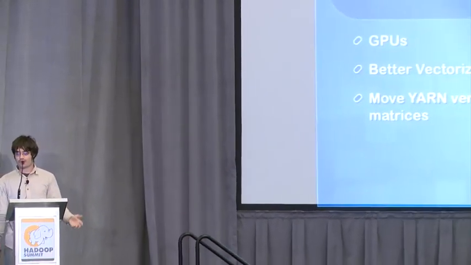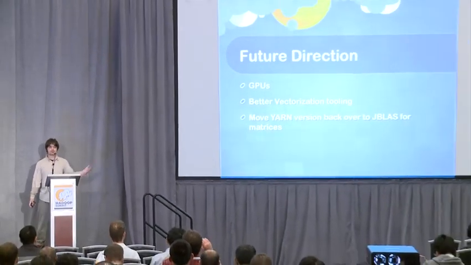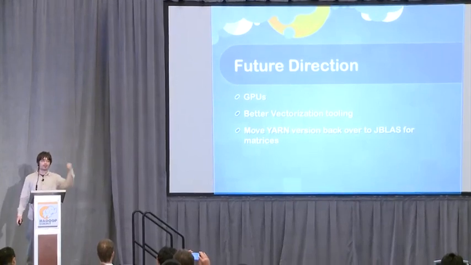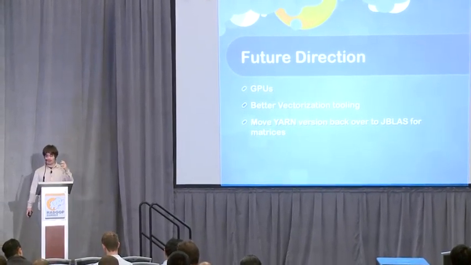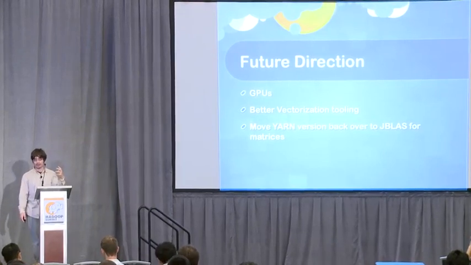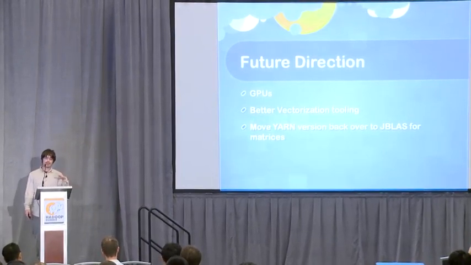So what are some future directions? What else could we do? Amazon actually allows you to do GPU instances now, and the researchers are harping on GPUs. So one thing we want to do is actually add GPU processing to this. The other thing is to make this a little more turnkey, with vectorization tooling.